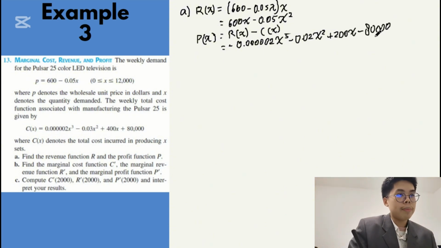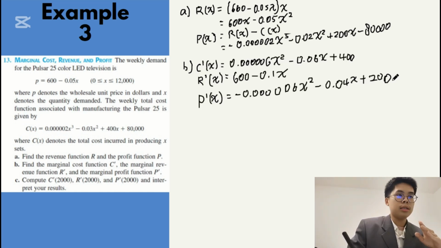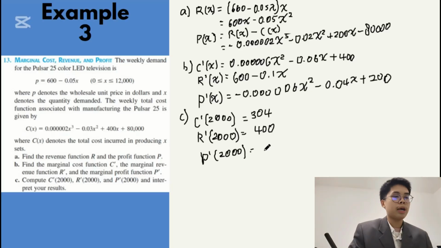Now next, part B: find the marginal cost function, the marginal revenue function, and the marginal profit function. We just need to differentiate all the functions. Next, part C: compare the marginal cost function with the marginal revenue at x equals 2,000.